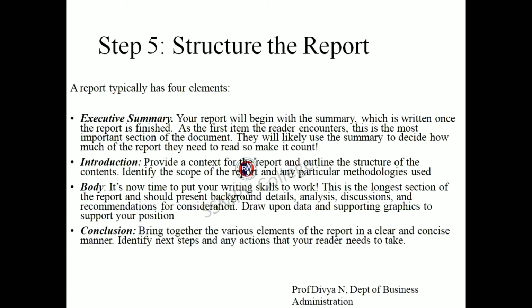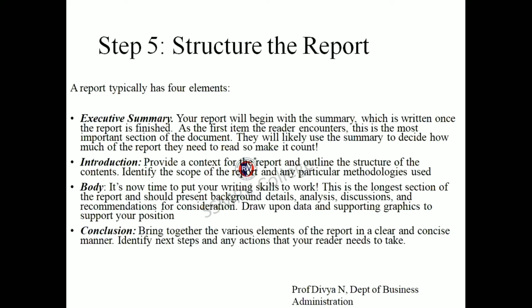The third section of the research report must be the body of the research, wherein it depends upon the writing skills of a particular researcher, who will have to consider all the information he has collected, all the data he has collected, and how he is going to present it. It is the longest section of the report, and it should present background details, analysis, discussions, and recommendations for consideration. It also has to draw on the data and supporting graphics to support a particular research.